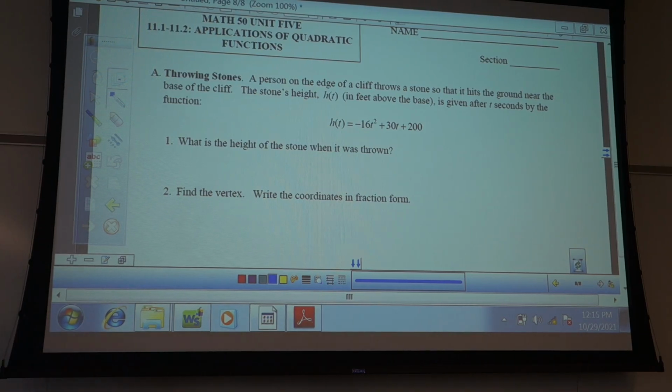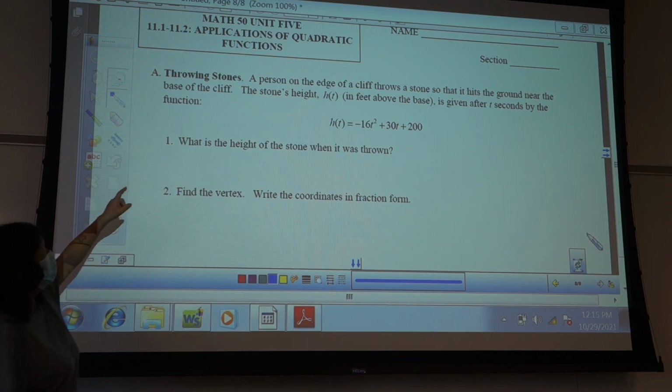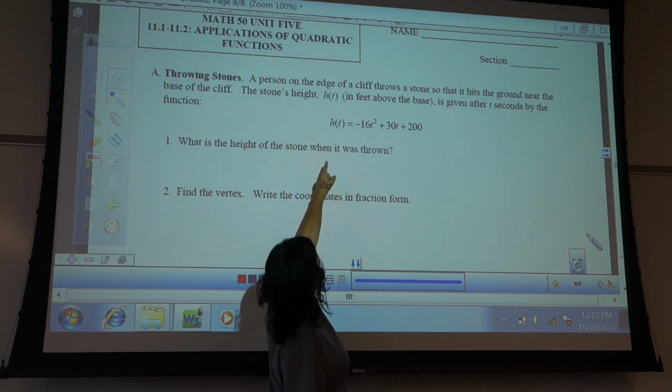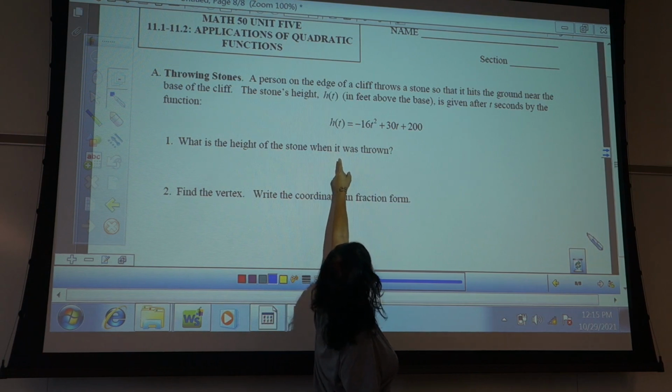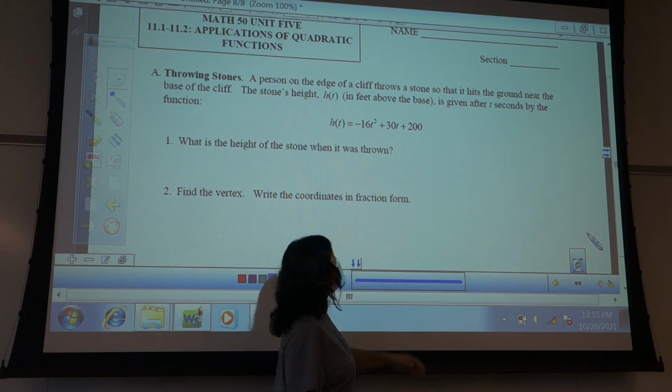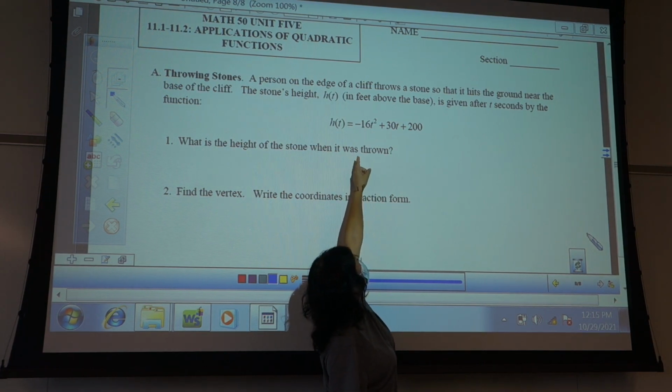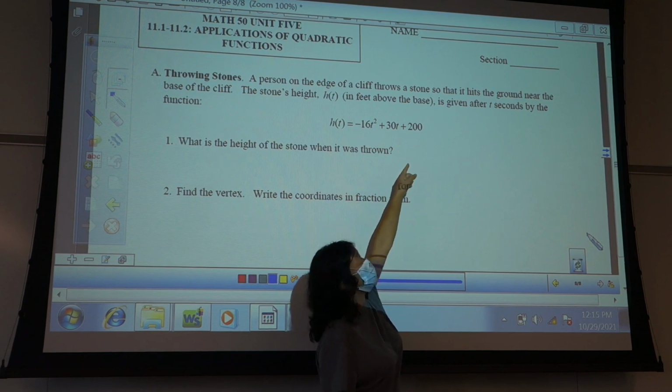So now we're going to look at some applications of quadratic functions. The first one is going to be throwing a stone off a cliff. A person on the edge of a cliff throws a stone so it hits near the base of the cliff. The stone's height, in other words your y, is given after t seconds, so t is your x, by this function: the height is equal to negative 16t squared plus 30t plus 200.